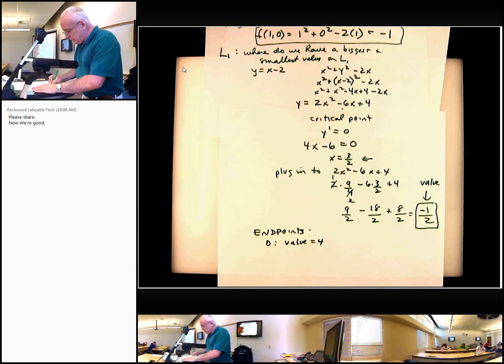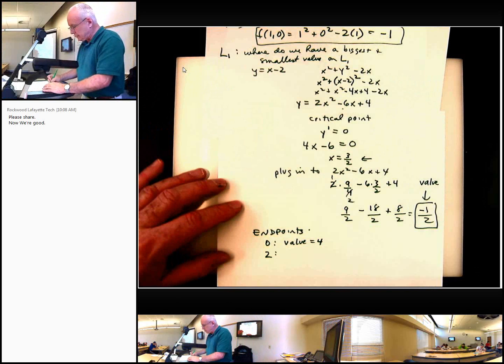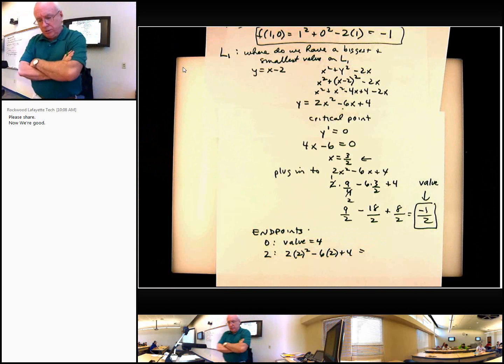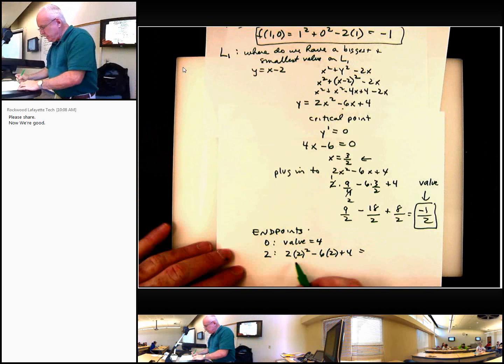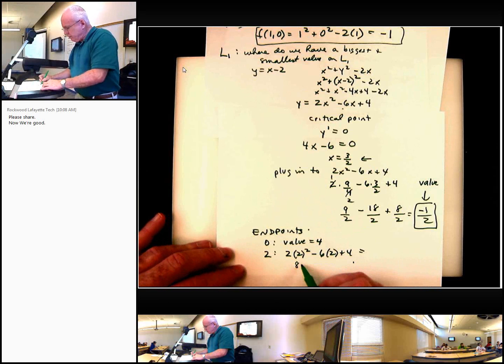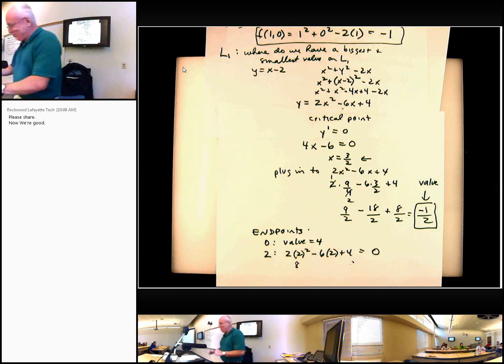Now let's also look at the other endpoint, 2. Plug that into 2x squared minus 6x plus 4. So that's going to be 2 times 2 squared minus 6 times 2 plus 4. I think we're going to get 6 when we do this, right? Let's see. This is going to be 8, plus 4 is 12. Wait a minute, 2 times 4 is 8, plus 4 is 12. 12 minus 12 is 0. Okay, so our value is 0.